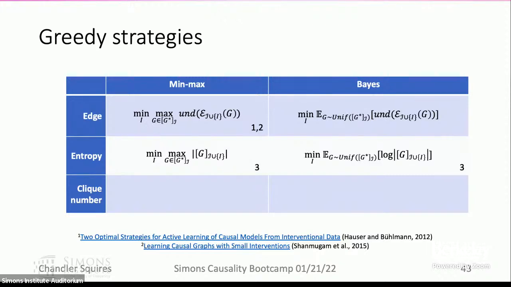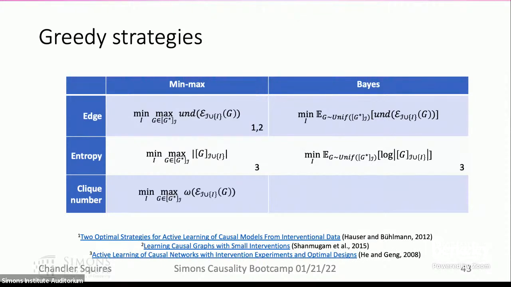So again, I think about all of the graphs that could be in the Markov equivalence class. If that was the true graph and I did this intervention, how much do I reduce the entropy? And these 2 strategies are also explored in a previous paper.